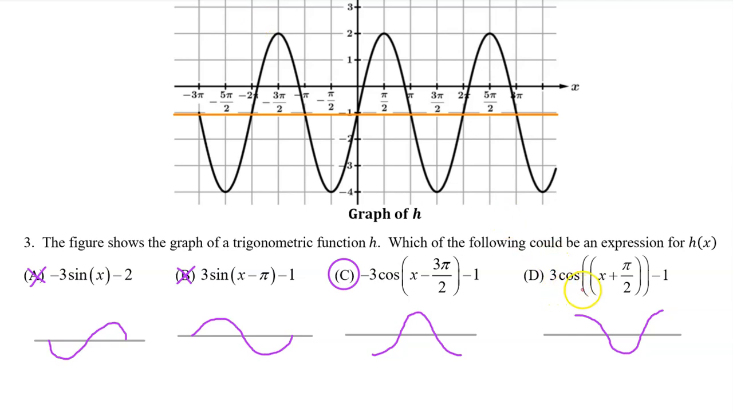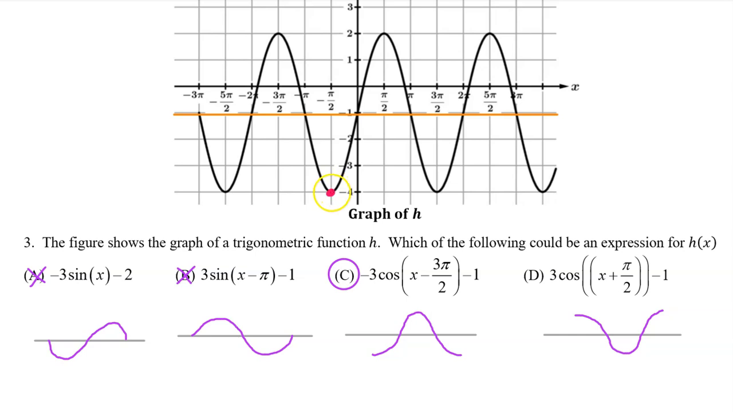But let's follow through and see why D does not work. Function D is a right side up cosine function with a positive a value. So one period starting at the phase shift is going to look like this. Since the C value is positive pi over 2, the phase shift is negative pi over 2. So one period will start right here.